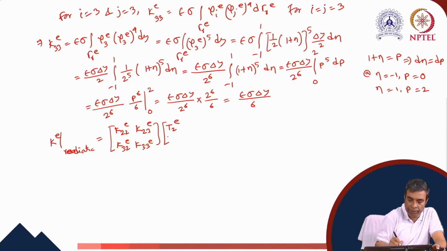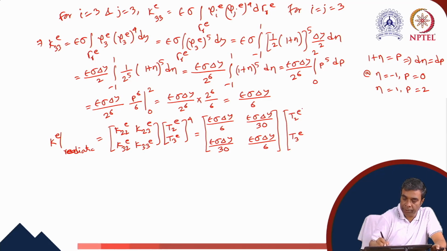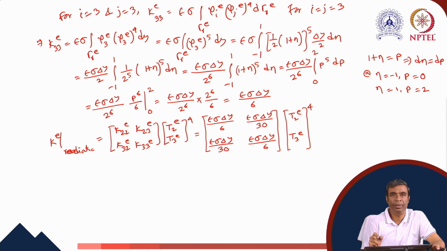This is T2e, T3e to the power 4. So this comes as epsilon sigma delta y by 6, epsilon sigma delta y by 30, epsilon sigma delta y by 30, epsilon sigma delta y by 6, here we have T2e, T3e whole to the power 4. Now we can combine this with the element level stiffness matrix due to conduction or diffusion.